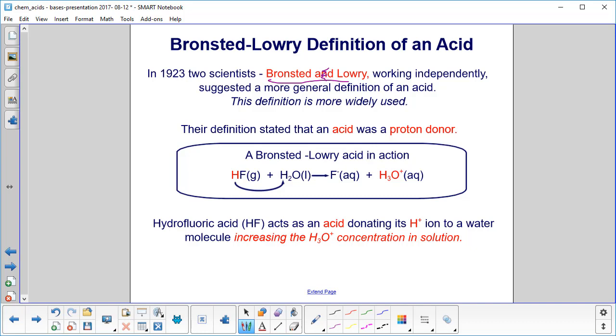Their definition stated that an acid was a proton donor. So here's an example of that. We have hydrofluoric acid over here. It acts as an acid and it donates its H+ ion, which is a proton, right, to a water molecule, which will increase the hydronium concentration in solution.